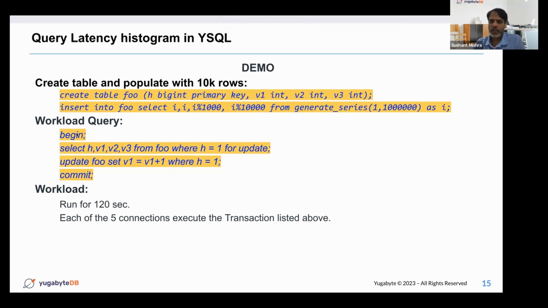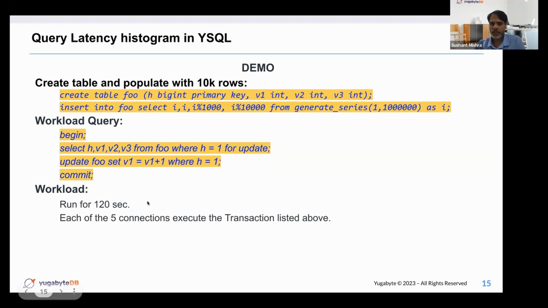In terms of the workload, the following transaction gets executed. We start a transaction, and the first thing the transaction does is lock the very first row where h is equal to 1. This FOR UPDATE is the syntax for locking this particular row. Once the row is locked, no other writers can come in; they have to wait behind this transaction. Once the row is locked, we update the v1 column, incrementing it by 1 for that locked row, and then we commit the transaction.